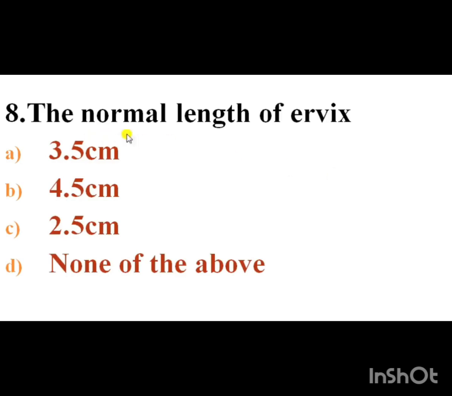Next question, the normal length of cervix. Options: A 3.5 cm, B 4.5 cm, C 2.5 cm, D none of the above. Answer is C 2.5 cm. So the normal length of cervix is 2.5 cm.